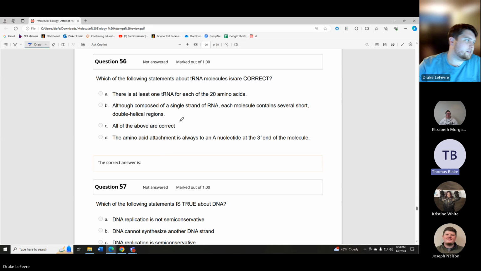I feel like it would be there's at least one tRNA for each of the 20. Is that true? That is for sure true. That one I feel good about, but I don't know about the others actually. Yeah, so the answer is all of the above.